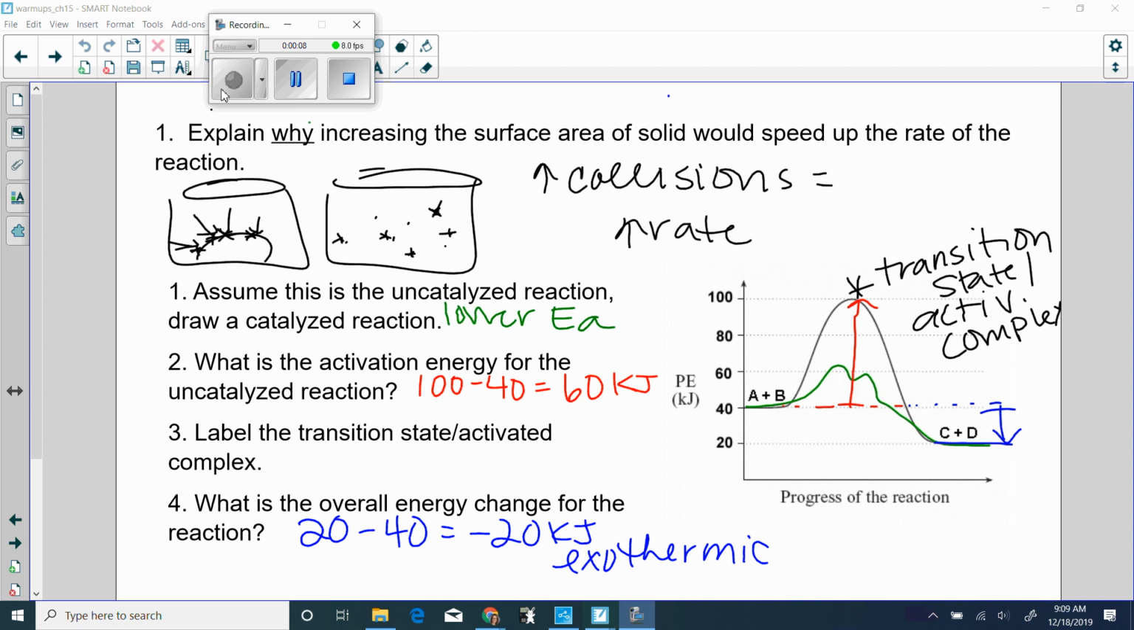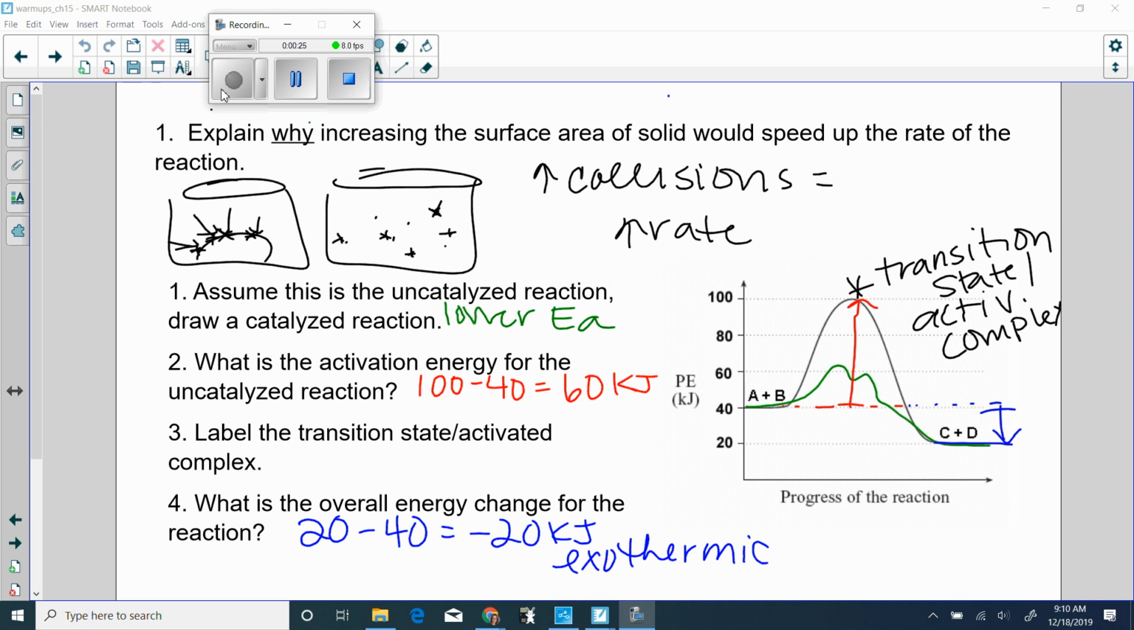Okay, explain why increasing the surface area. Anytime we're increasing rate, basically we're just increasing collisions, or we're increasing the likelihood that a collision will result in a reaction. Remember, they need to collide in the right orientation with enough energy to overcome the activation energy.